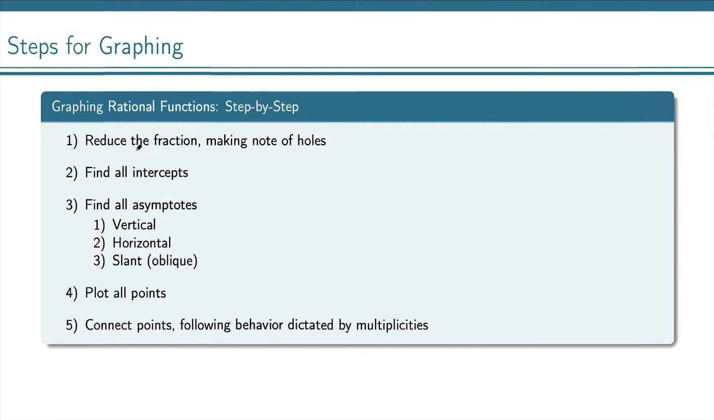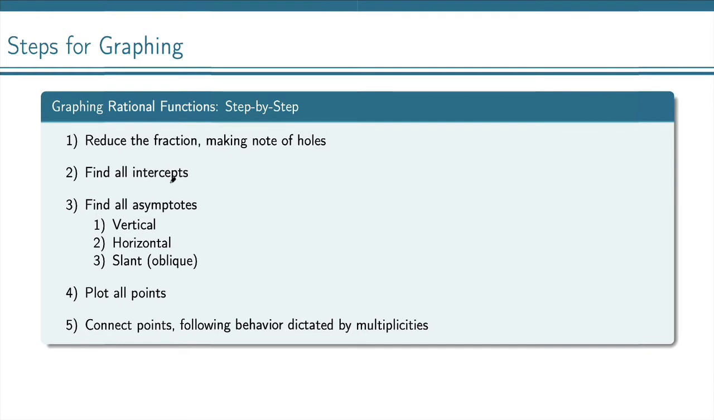The first thing you're going to do is reduce the fraction. And as you're reducing the fraction, you need to pay attention to any factors that disappear completely from the denominator. Those will give you what we call holes in the graph. Okay, and we're going to see an example of that, so I'm not going to go through the details of that here.